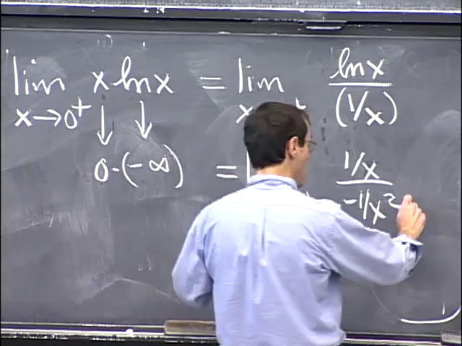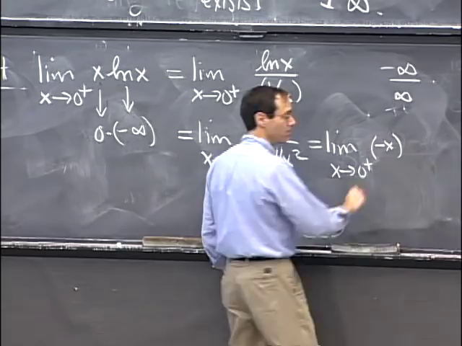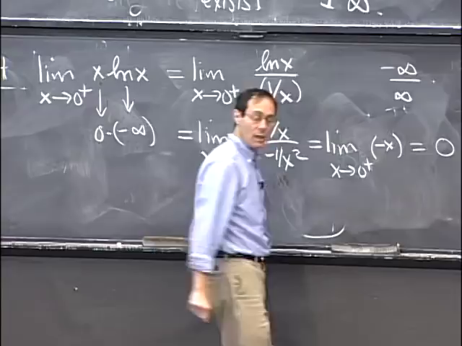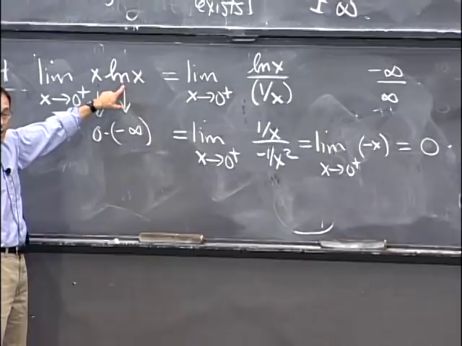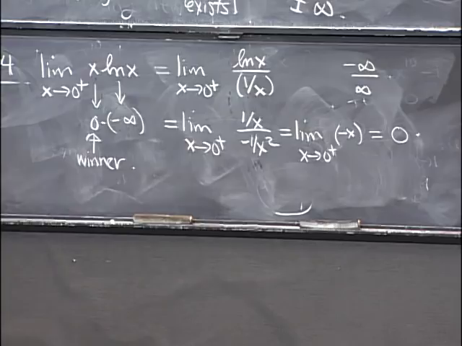This is the limit as x goes to 0 plus of, well, the x squareds cancel. This is the same as just minus x. The x factors cancel. And so that's 0. The answer is that it's 0. All right, so x goes to 0 faster than log x goes to minus infinity. This 0 was the winner. Something you can't necessarily predict in advance.